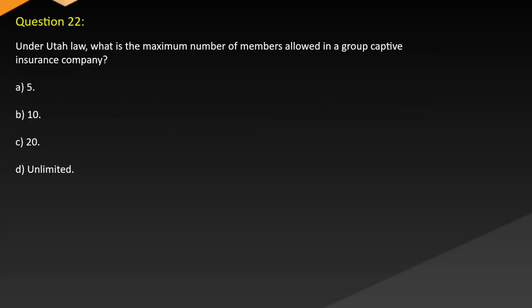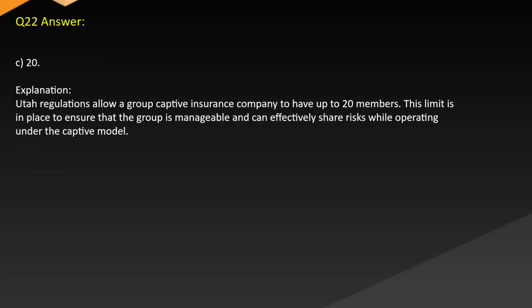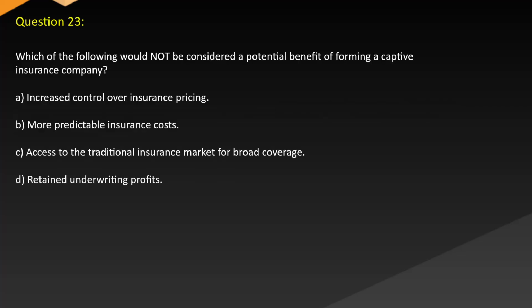Question 22. Under Utah law, what is the maximum number of members allowed in a group captive insurance company? A. 5, B. 10, C. 20, D. Unlimited. Answer: C. 20. Explanation: Utah regulations allow a group captive insurance company to have up to 20 members. This limit is in place to ensure that the group is manageable and can effectively share risks while operating under the captive model.